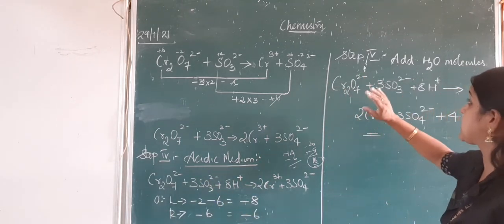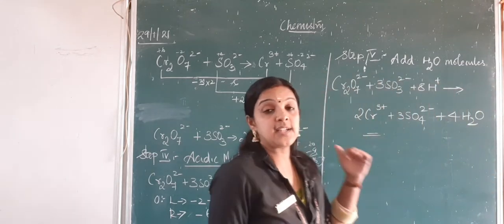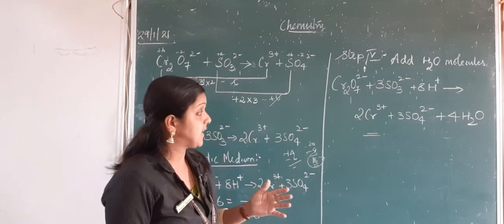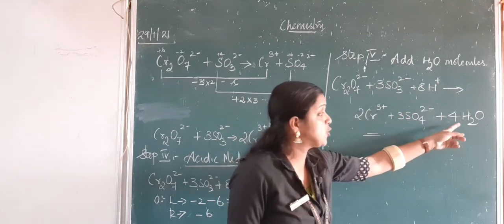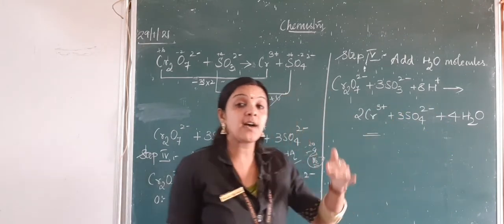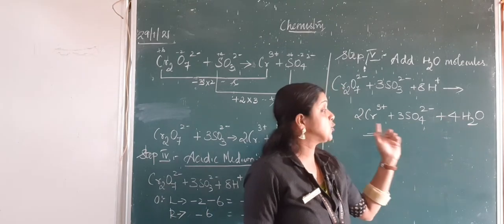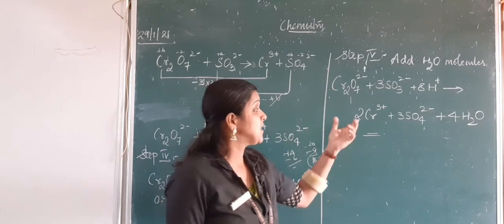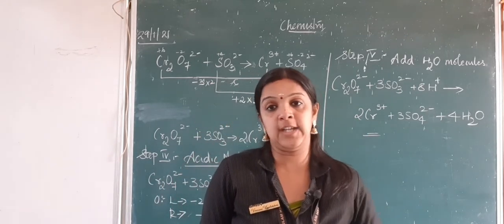So what is the last step? When there is an acidic medium where H plus is added, the corresponding water molecules need to be added on the right side of the reaction. Since there are 8 hydrogen ions, it should be 4 water molecules, half of it, because 4 into 2 becomes 8 again. So to balance, we put 4 water molecules. So this is the final equation, which is a balanced chemical equation.